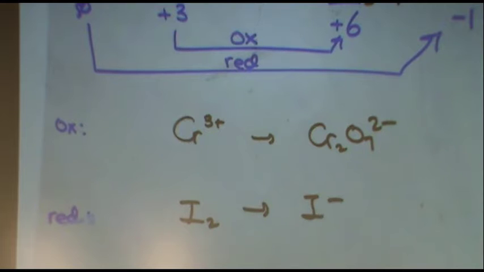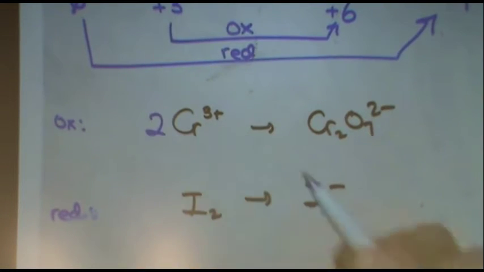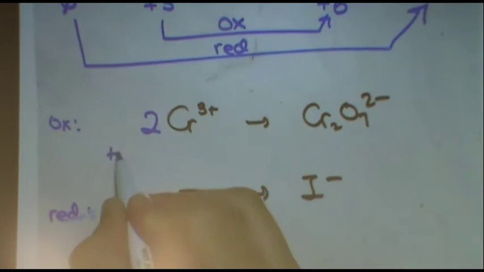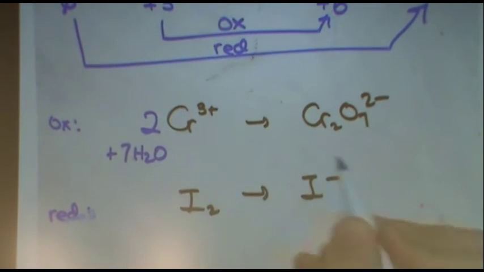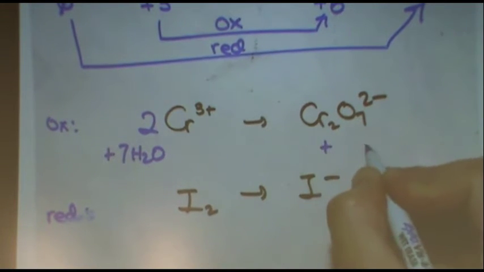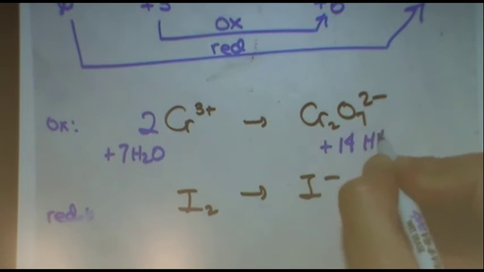Step 1, balance whatever's not oxygen or hydrogen. That's the chromium. You do that by inspection, 2. There's 2 on each side now. Step 2, balance the oxygen. 7 on the right, so you're going to put 7 what on the left? Water. Nice. 7 waters. Okay, so next you balance the hydrogens with H+, and that is 14 H+.